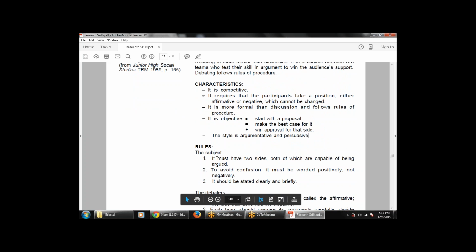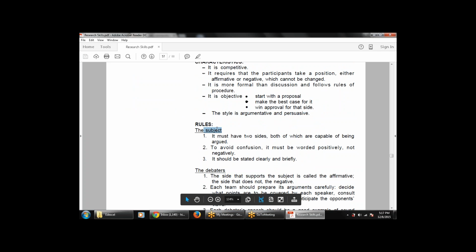Now what are the various rules that are used? The first is the rule from the subject side, that is it must have two sides. So whatever subject is taken, it has two sides, both of which are capable of being argued. That means if any statement is given, it has two sides, in favor and not in favor, two sides of the one statement used in the debate, and to avoid confusion it must be worded positively.